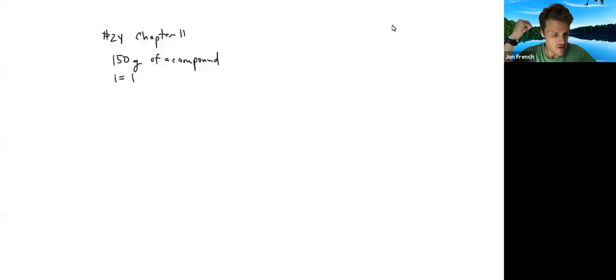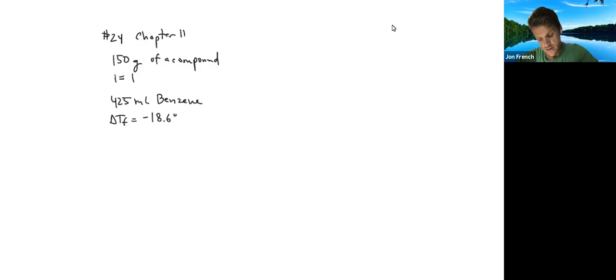So you add 150 grams of this unknown compound to a solution of 425 milliliters of benzene, and there's a change in the freezing point. That's our delta TF of 18.6 degrees Celsius, so the freezing point goes down by 18.6 degrees Celsius. And we know the freezing point constant for benzene is 5.12 degrees Celsius per molal.